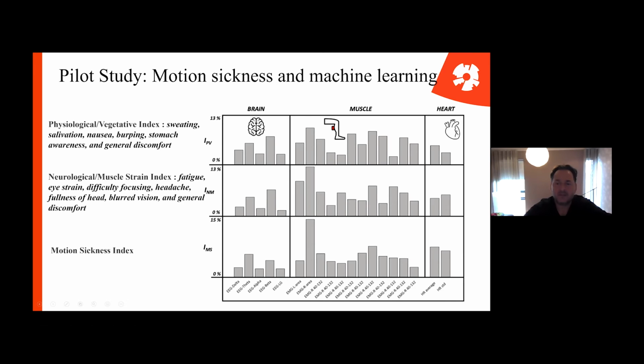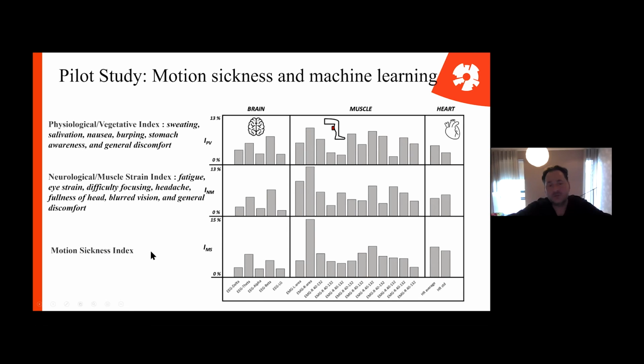So those parameters are all put together to see if we can predict the symptoms. Because the symptoms from the questionnaire were many, we grouped them into 3 main indexes. One is the physiological vegetative index, which includes sweating, salivation, nausea, burping, stomach awareness, and general discomfort. And the neurological muscle strain index, which includes fatigue, eye strain, difficulty focusing, headache, fullness of head, blurred vision, and general discomfort. And then basically the total of those 2 together gives the motion sickness index.